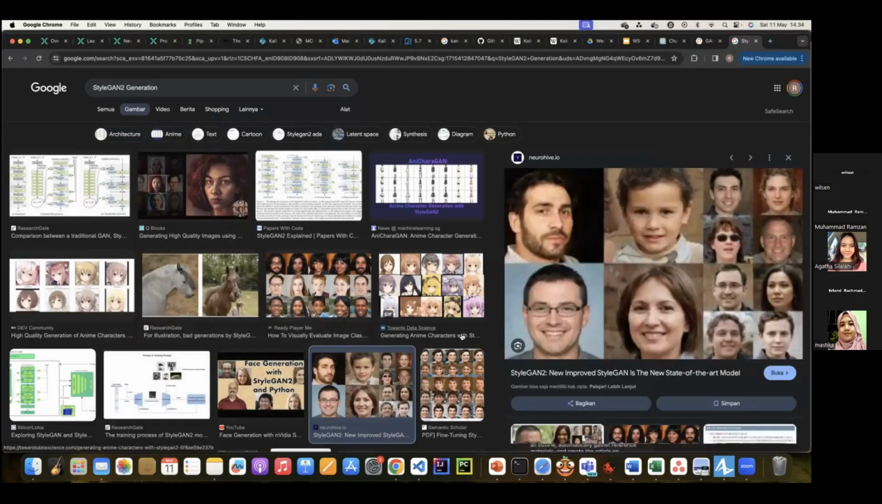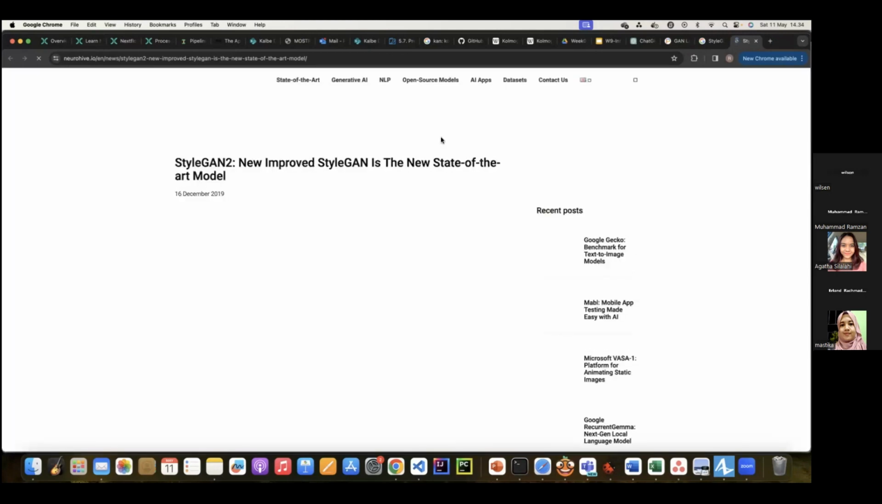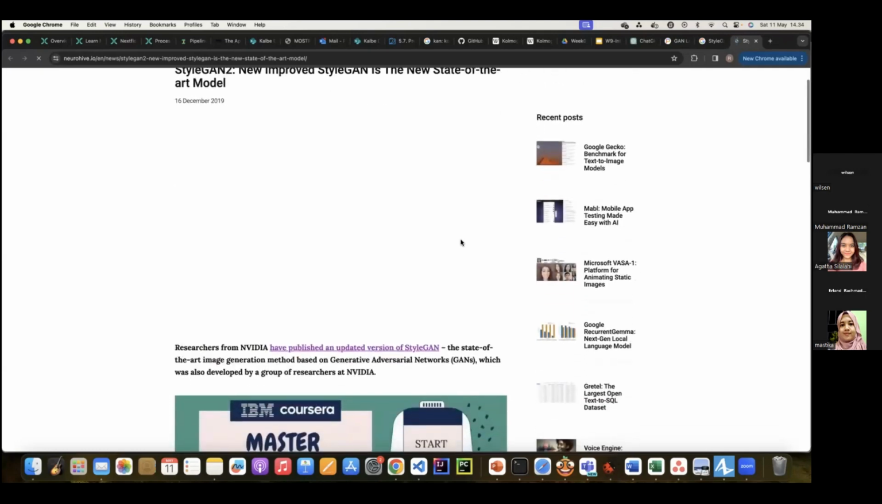So you can see many pictures from the original paper. This is high resolution. You can see this guy, this kid, this lady actually do not exist. This model is generated by StyleGAN. Now, version 2 or version 3, I don't know. But you can reproduce this kind of GAN; there is a lot of sample code on GitHub.